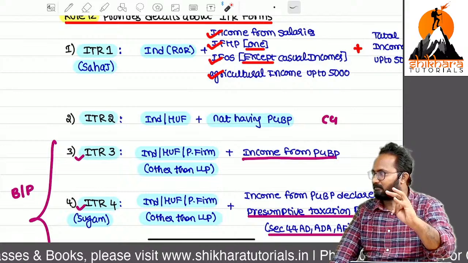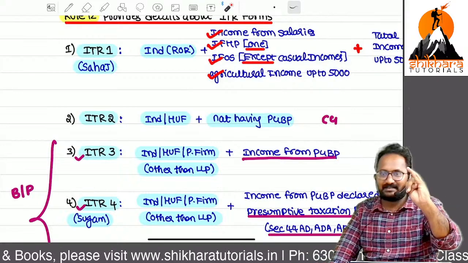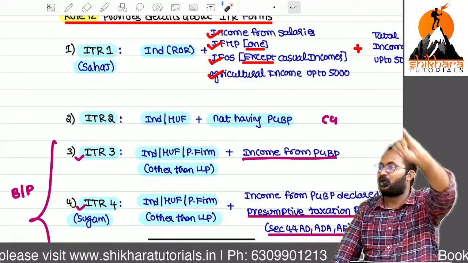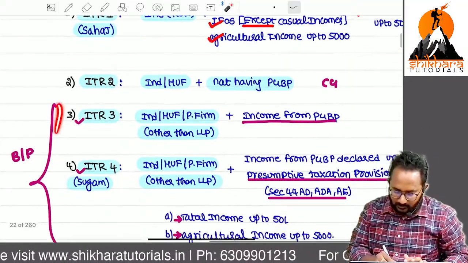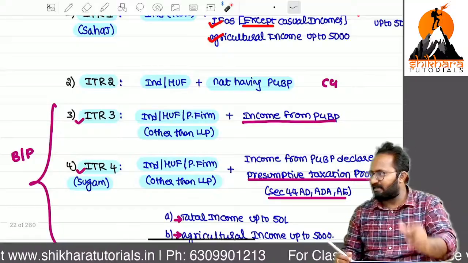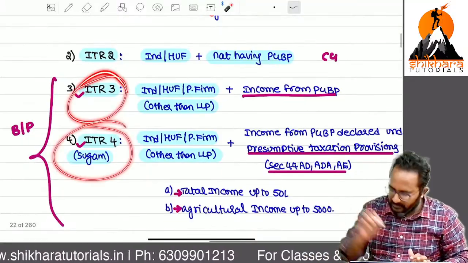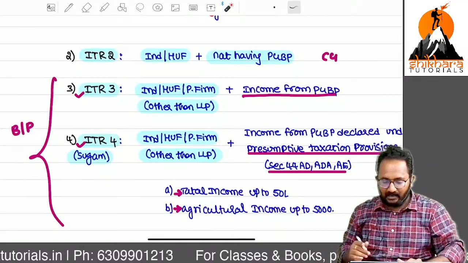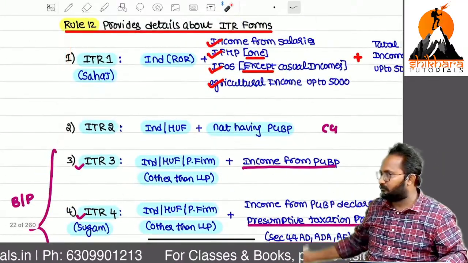Capital gain income is there. Two house properties are there. Business income also declared based on normal provision. Now, if business income is attached, automatically you have to think of these two only. If business income is not there, then maybe you can go with these two.